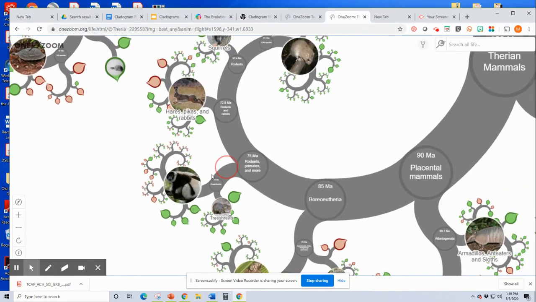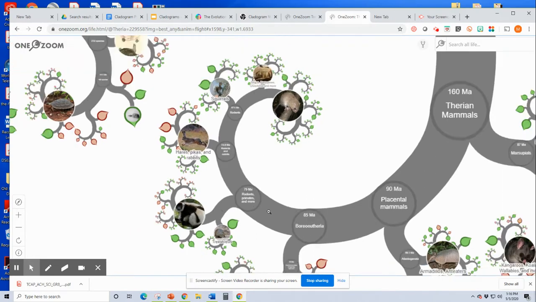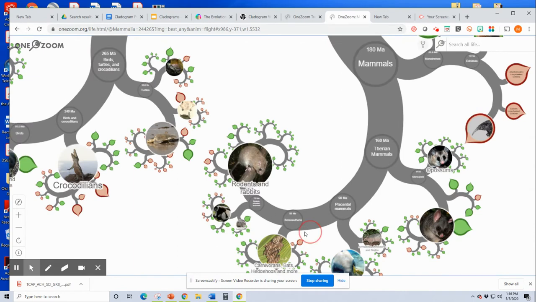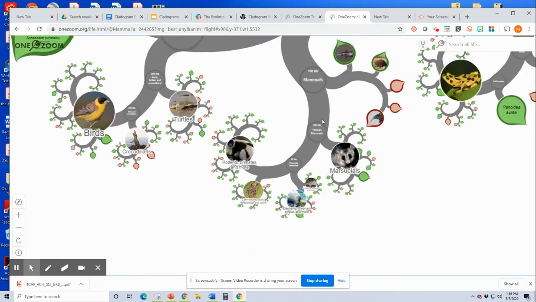All right, so now this is getting interesting. Squirrels, porcupines, chinchillas, rabbits. Let's keep going. Oh, let's keep zooming out. Oh, elephants, little marsupials. But we still all are mammals. This makes sense to me. By the way, you're somewhere in there. We are all mammals. Let's keep going back.